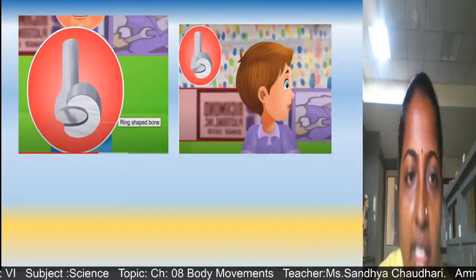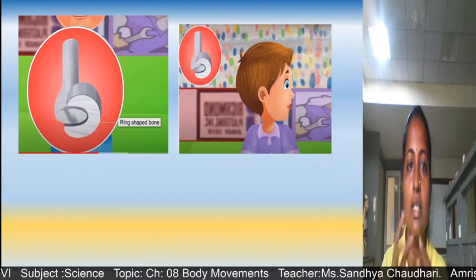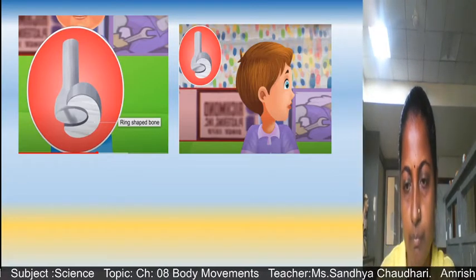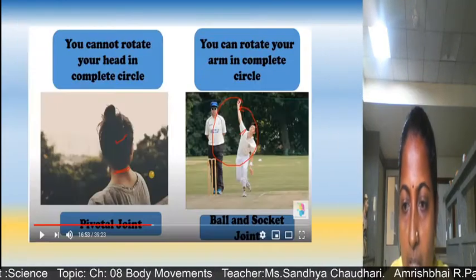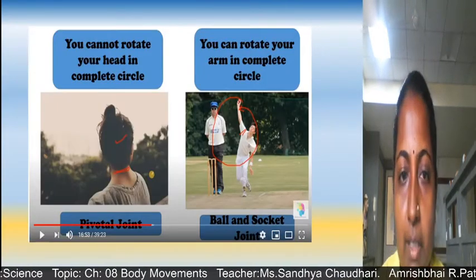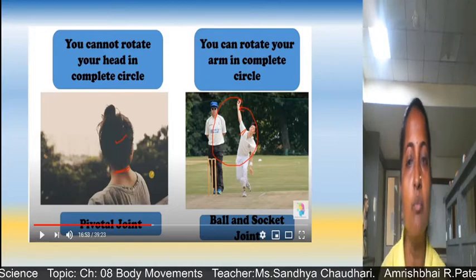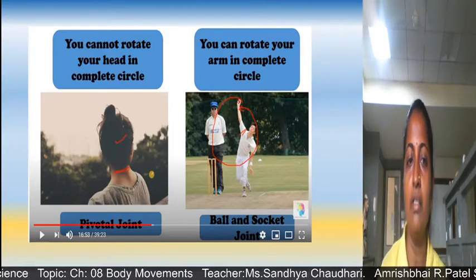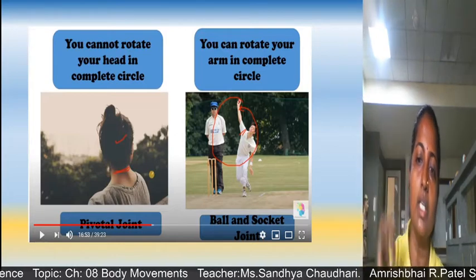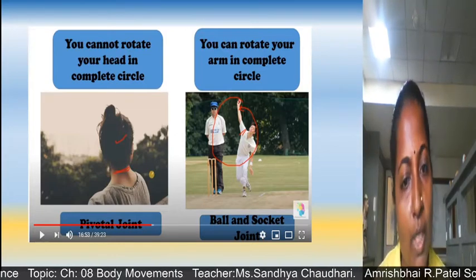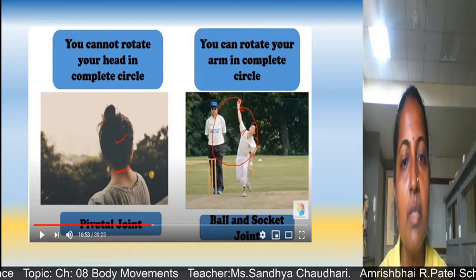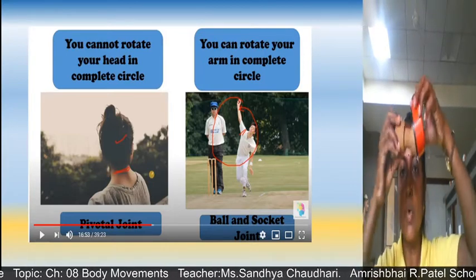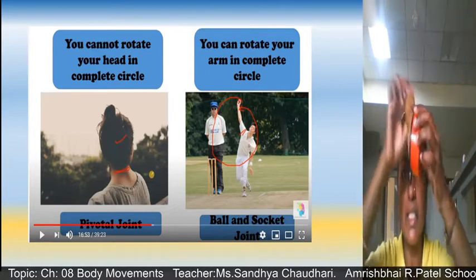Here you can see in the neck region ring shaped bones are there, and that is rotating. Now, what is the difference between a pivotal joint and a ball and socket joint? One doubt may come to your mind: if it is a ring and it is rotating, what is the difference between a ball and socket joint and a pivotal joint? The difference is that this is a ball and socket joint, so it can rotate at a 360-degree angle.